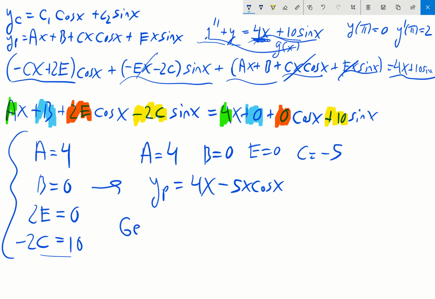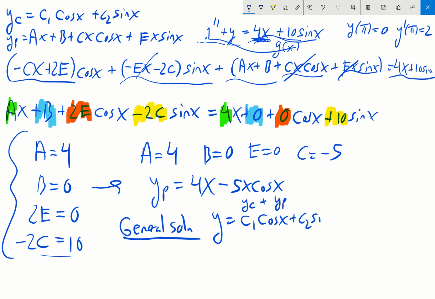Thus, we have the general solution. So what is our general solution? Well, the general solution is y equals yc plus yp. That is c1 cosine of x plus c2 sine of x plus 4x minus 5x cosine x. So after all of that, we now have our general solution. Let's go ahead and solve the initial value problem by using the given information.